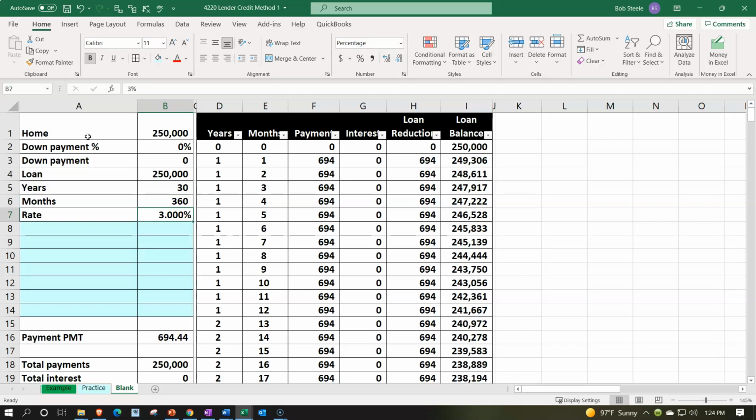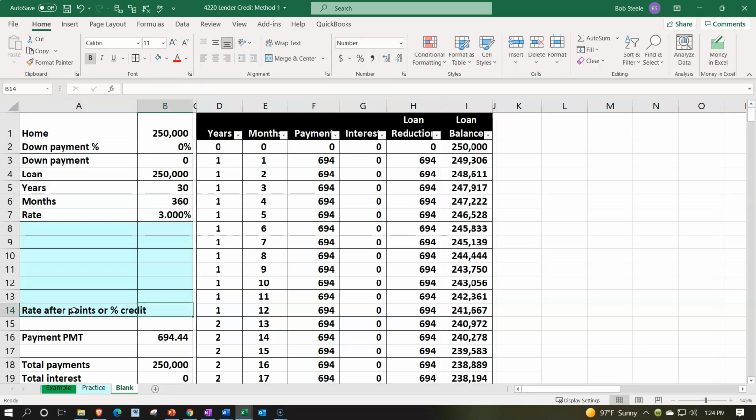So we don't have any points. We don't have any lender credit. We're just saying the rate is going to be at the 3%. So given that, we could just say the bottom line rate. I'm going to put the rate down here, rate after points or percent credit.